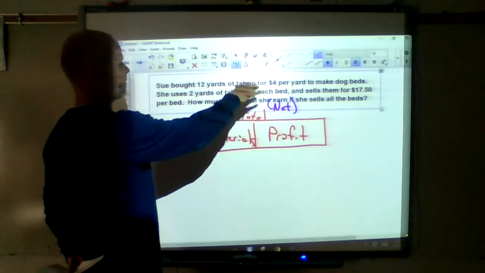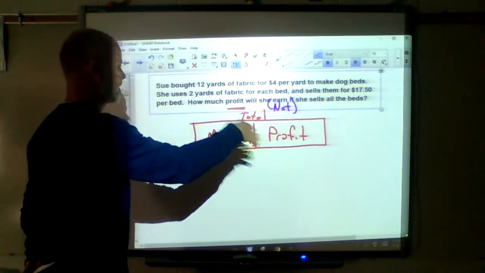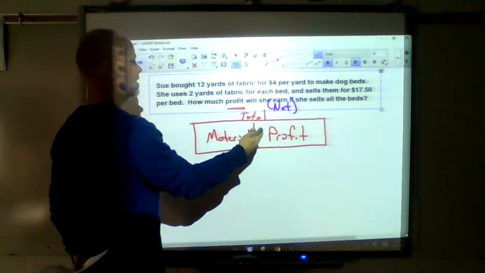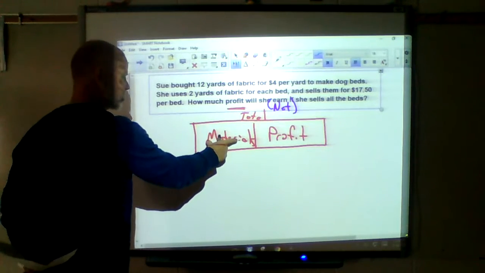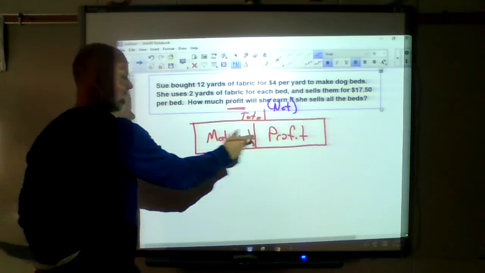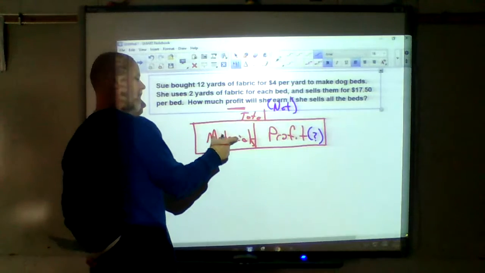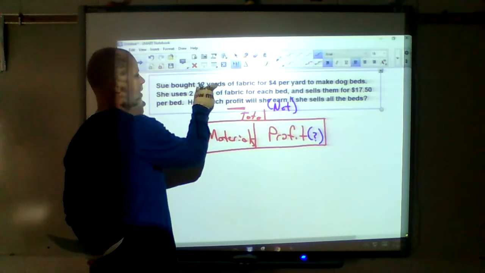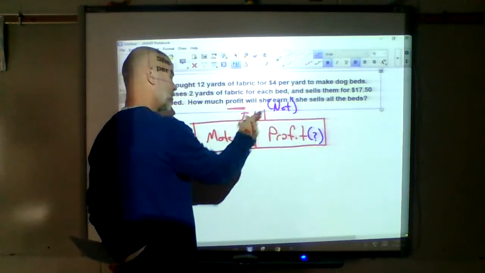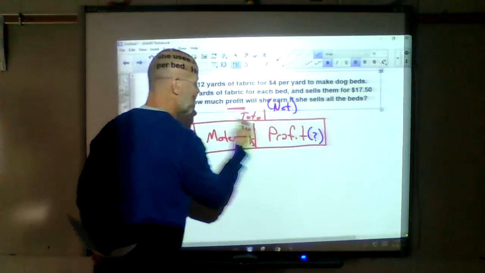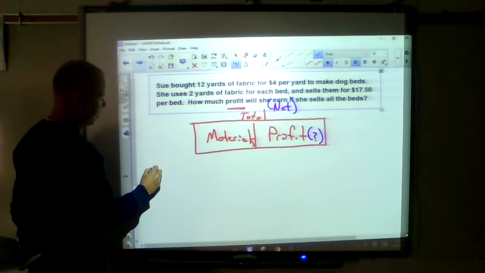Okay, so let's see. What can we find out from this information? She bought 12 yards of fabric, $4 per yard to make dog beds. She uses 2 yards of fabric for each bed and sells them for $17.50. How much profit will she earn? Well, let's see. I need to know the materials, and the question is the profit. So I bet if I can find the materials, 12 yards, $4 per yard, I bet I can also find the total, and if I subtract those, find the difference, that will give me the profit. So let's go about finding the materials.